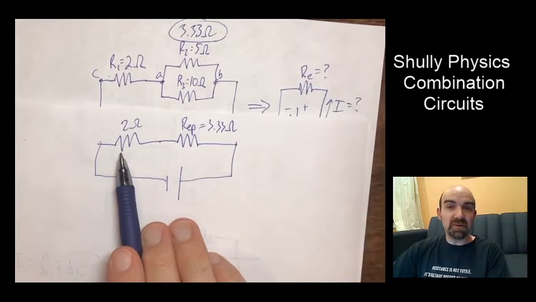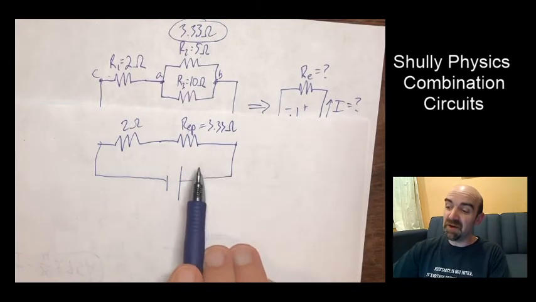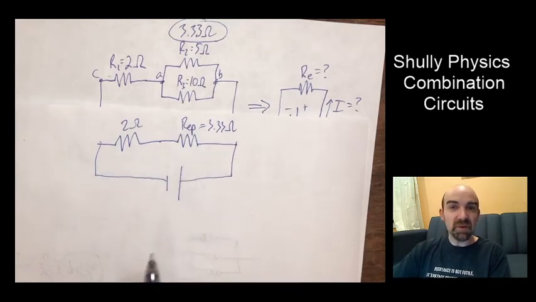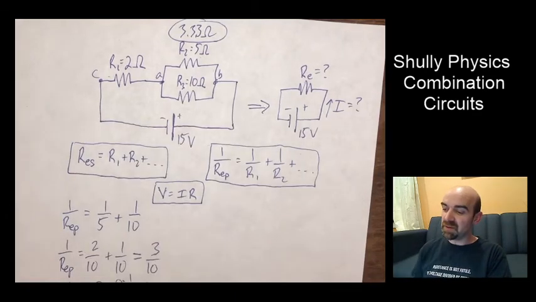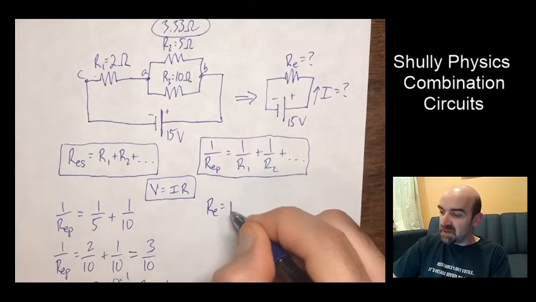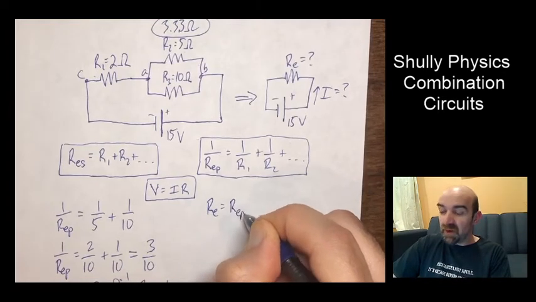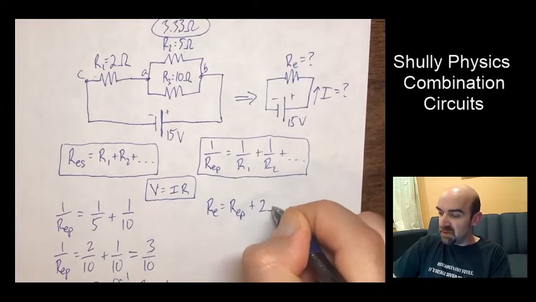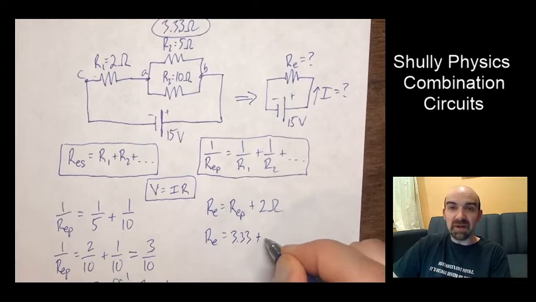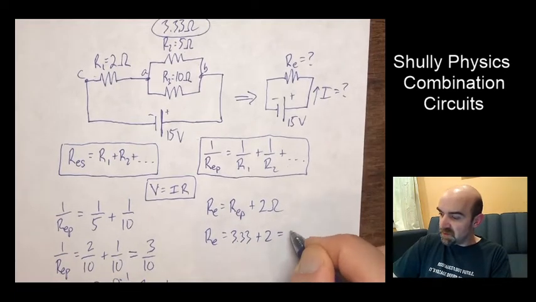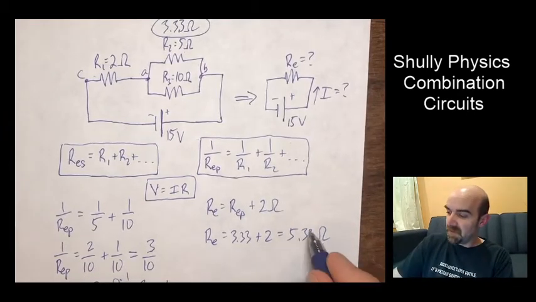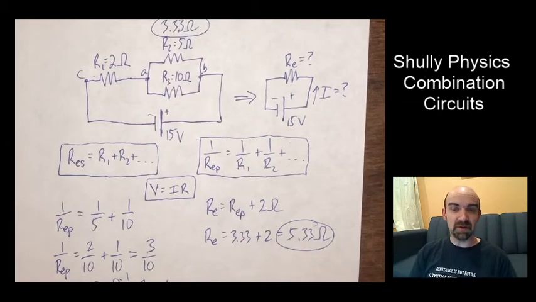So now, what is going to be the equivalent resistance of the entire circuit? We now have a 2 ohm resistor in series with an equivalent of 3.33 ohms. So we now have 2 series resistors, and our overall equivalent resistance is going to be the equivalent resistance of the parallel piece plus the 2 ohms. So we're going to have 3.33 plus 2 ohms, which is 5.33 ohms, 5 1/3. Okay, so there it is. There's the equivalent resistance. That's our number one goal.